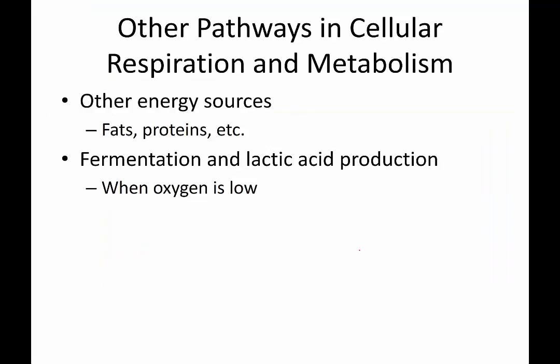Next we're going to talk about other pathways in cellular respiration and metabolism. These are other energy sources like fats and proteins, which can also be used in cellular respiration. We're also going to talk about fermentation and lactic acid production. These are specifically pathways that are used when oxygen is low.